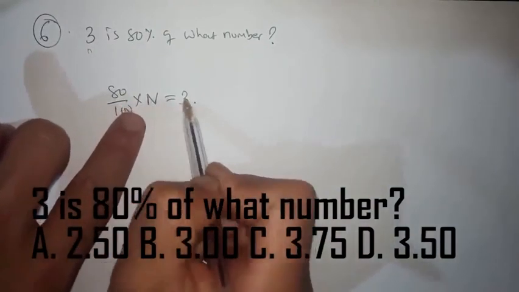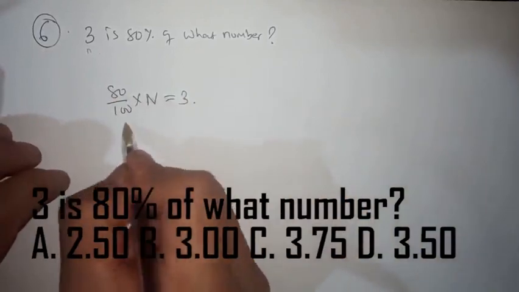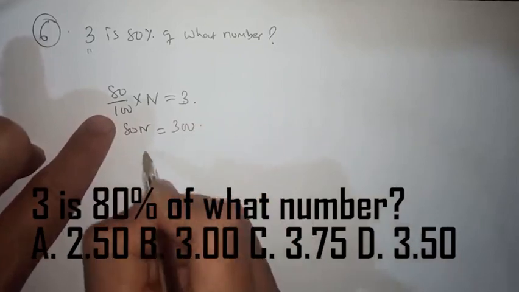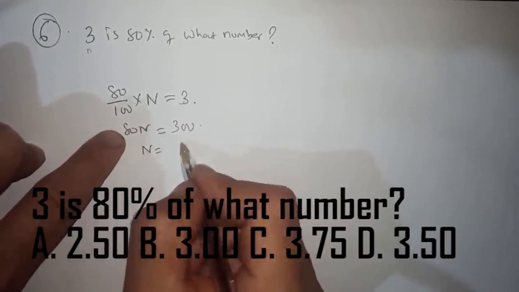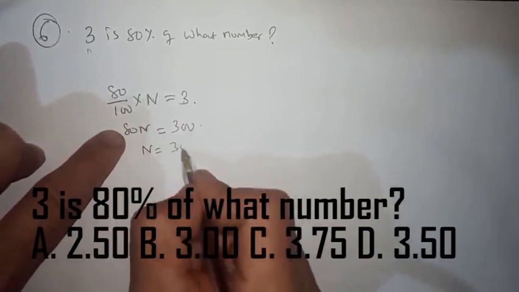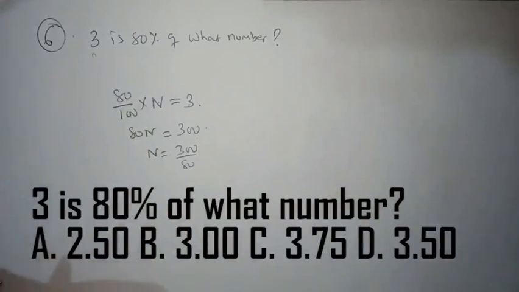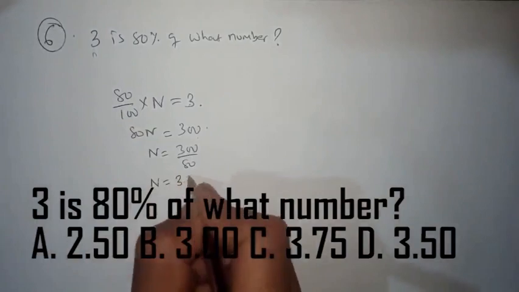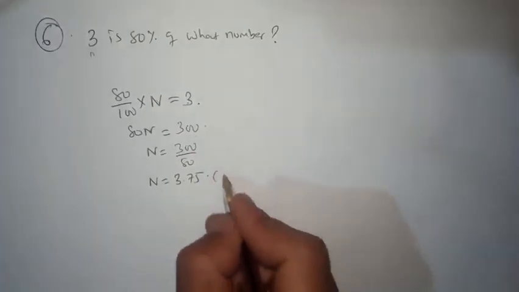Substituting in the formula: 80 into n becomes 80n, equal to 100 into 3, which is 300. So n equals 300 over 80, which gives n equals 3.75. So the correct option is C.